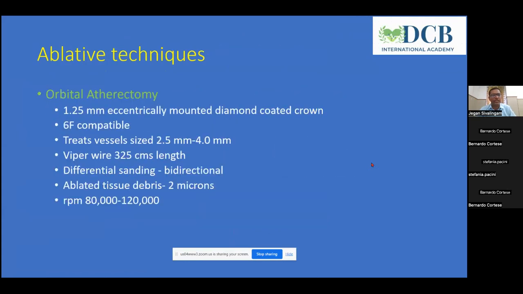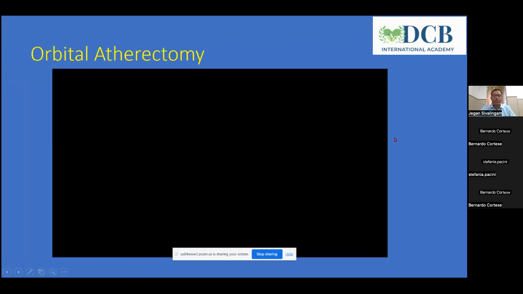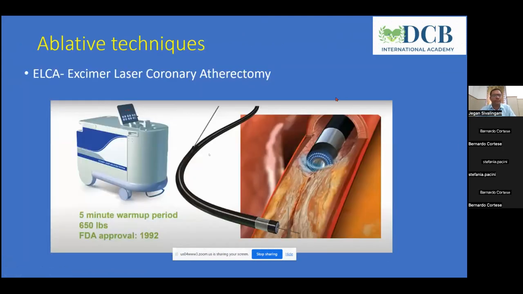So shall I start with the orbital atherectomy? No, go ahead, because there is lack of time. Okay, so you can skip this and go with the next.